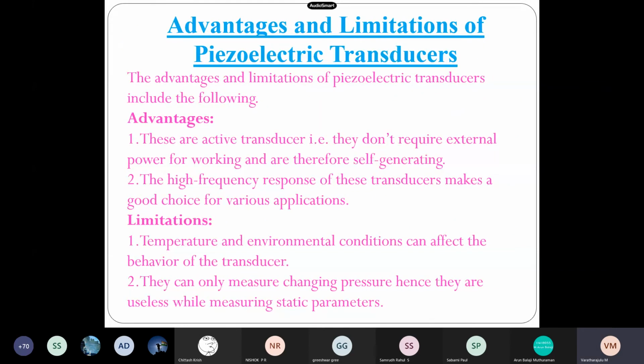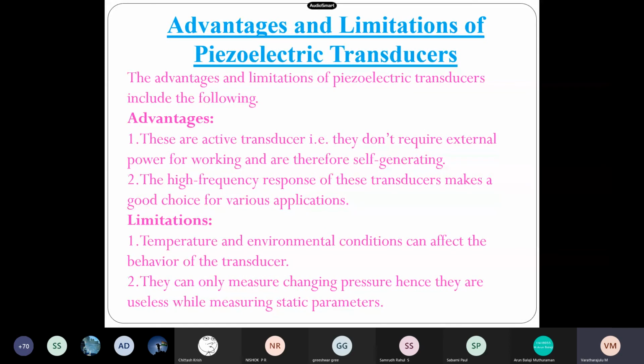And the few advantages and limitations of these piezoelectric transducers. These are active transducers, that is, they do not require external power for working, and are therefore self-generating. And high frequency response is a major advantage of this type of transducer. Concerning the limitations, temperature and environmental conditions can affect the behavior of the transducers, and they can only measure changing pressure, and are useless for measuring static parameters. And this is about the advantages of piezoelectric transducers.